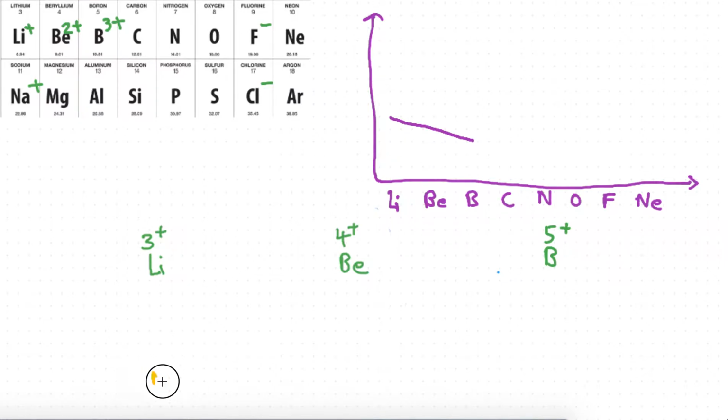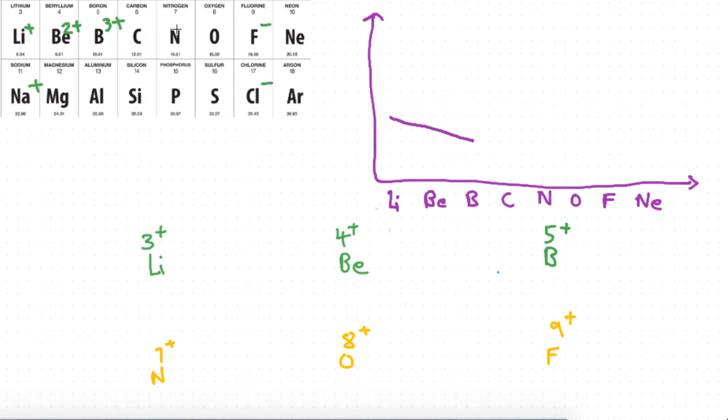We're going to skip carbon because it could have gaining of 4 electrons or losing of 4 electrons to become an ion. Nitrogen has 7 protons, oxygen 8 protons, and fluorine 9 protons.